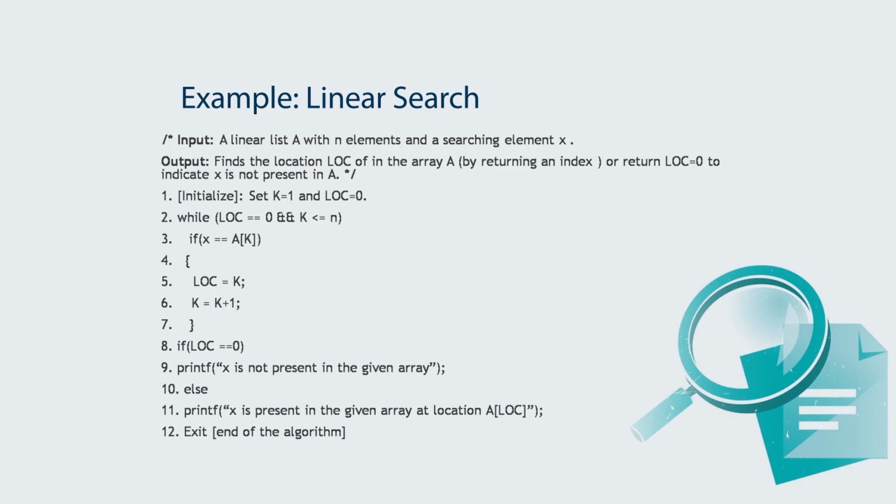value in the array. And if at the end of the while loop the LOC value is not updated, that means x is not present in the given array, and else x is present in the given array, and we can get the location through the value of k. So finally, end the algorithm.